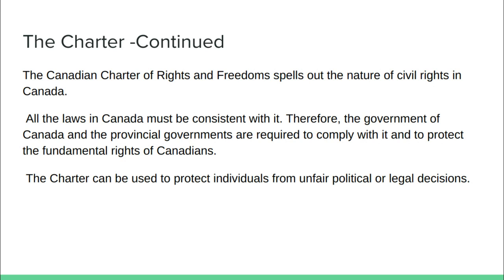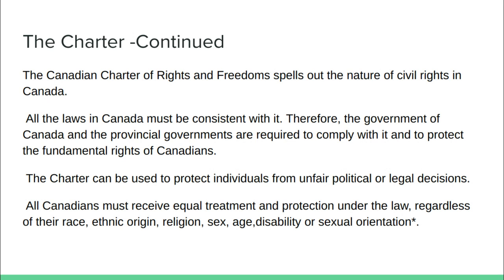So again, kind of to the above point, all laws have to be consistent with it. And if it can be proven that a law is inconsistent with it, the courts of Canada can strike down or render it what's called ultra vires, any law that violates the Charter. And it's as if someone took a giant red pen to that part of the law and it is no longer enforced.